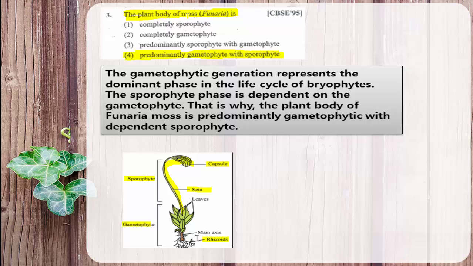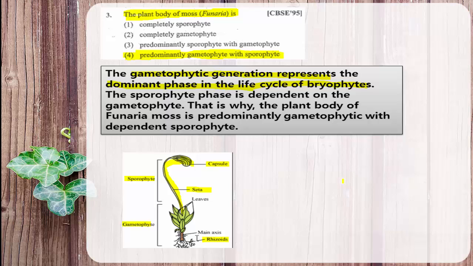Therefore, the plant body of moss is predominantly gametophyte with the sporophyte, because the sporophyte is attached to the gametophyte only. In bryophytes, the gametophytic generation represents the dominant phase in the life cycle as compared to the sporophyte. Whereas in the remaining groups, the situation is reversed. The sporophytic generation represents the dominant phase in the life cycle of other plant groups. And here the right answer is predominantly gametophyte with the sporophyte.